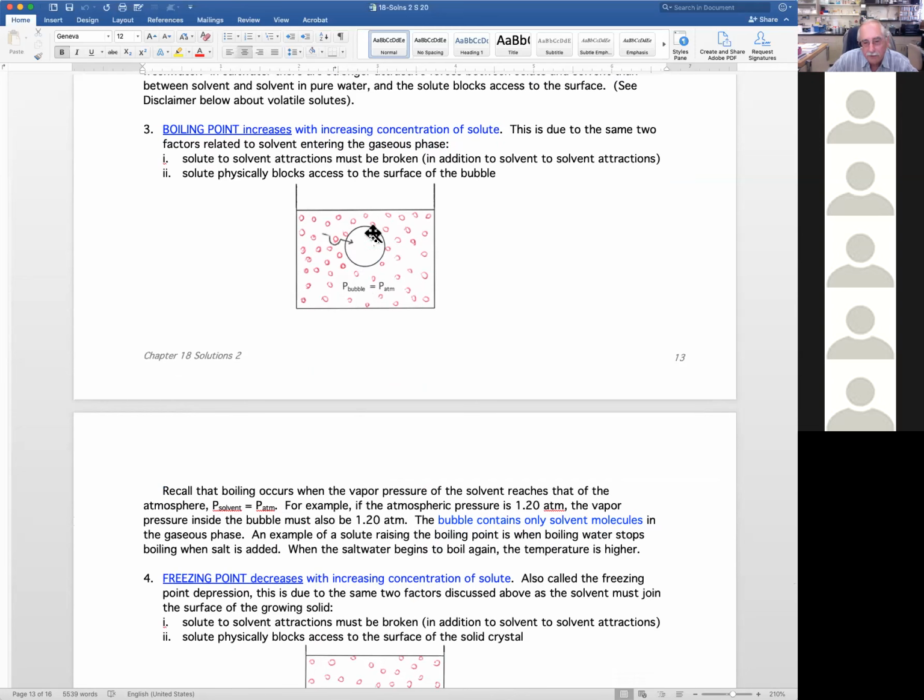In this case, if you're boiling water, what's in that bubble is water. So we don't care about this surface, we're talking about this surface now. And that's the same thing. You have to break attractive forces between the solute and the solvent, and the solute is physically blocking access to the surface of that bubble.